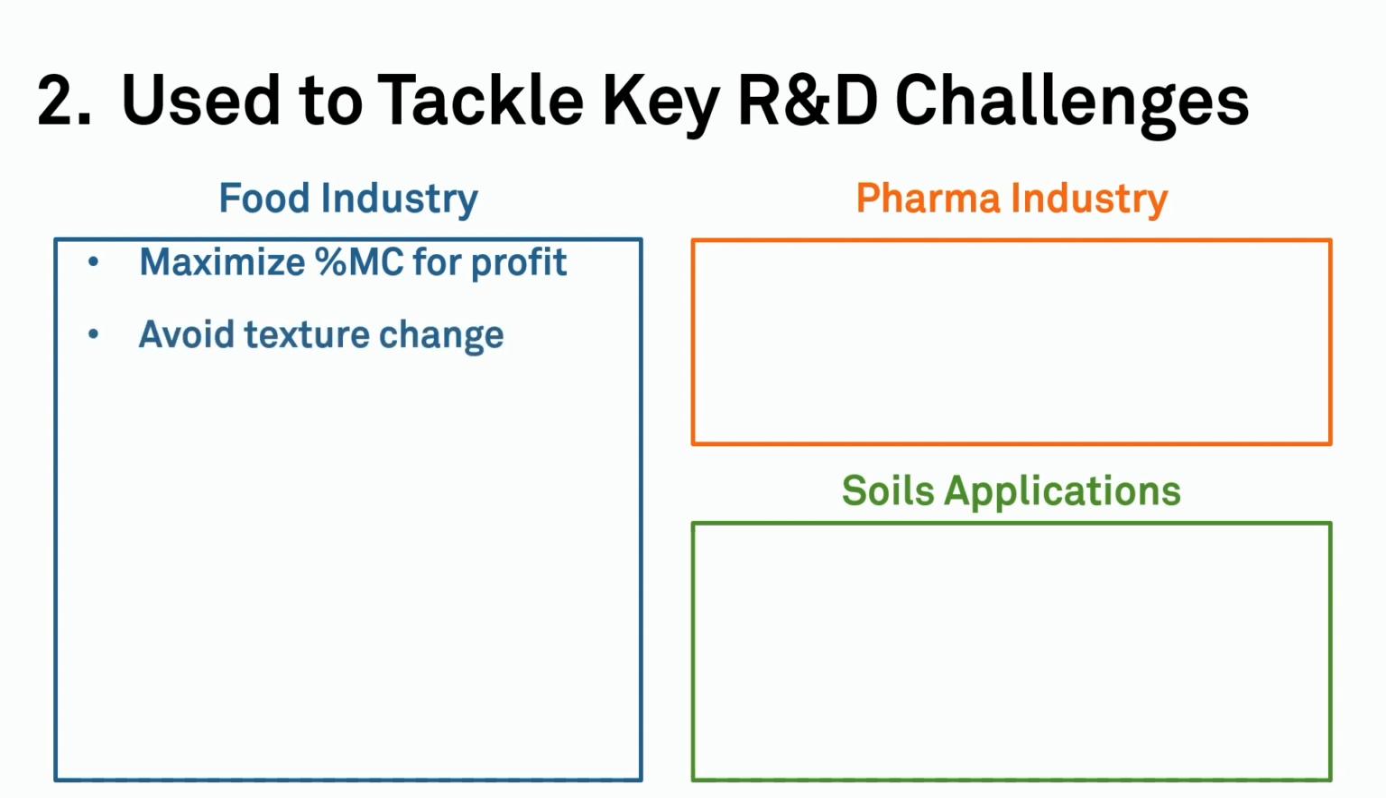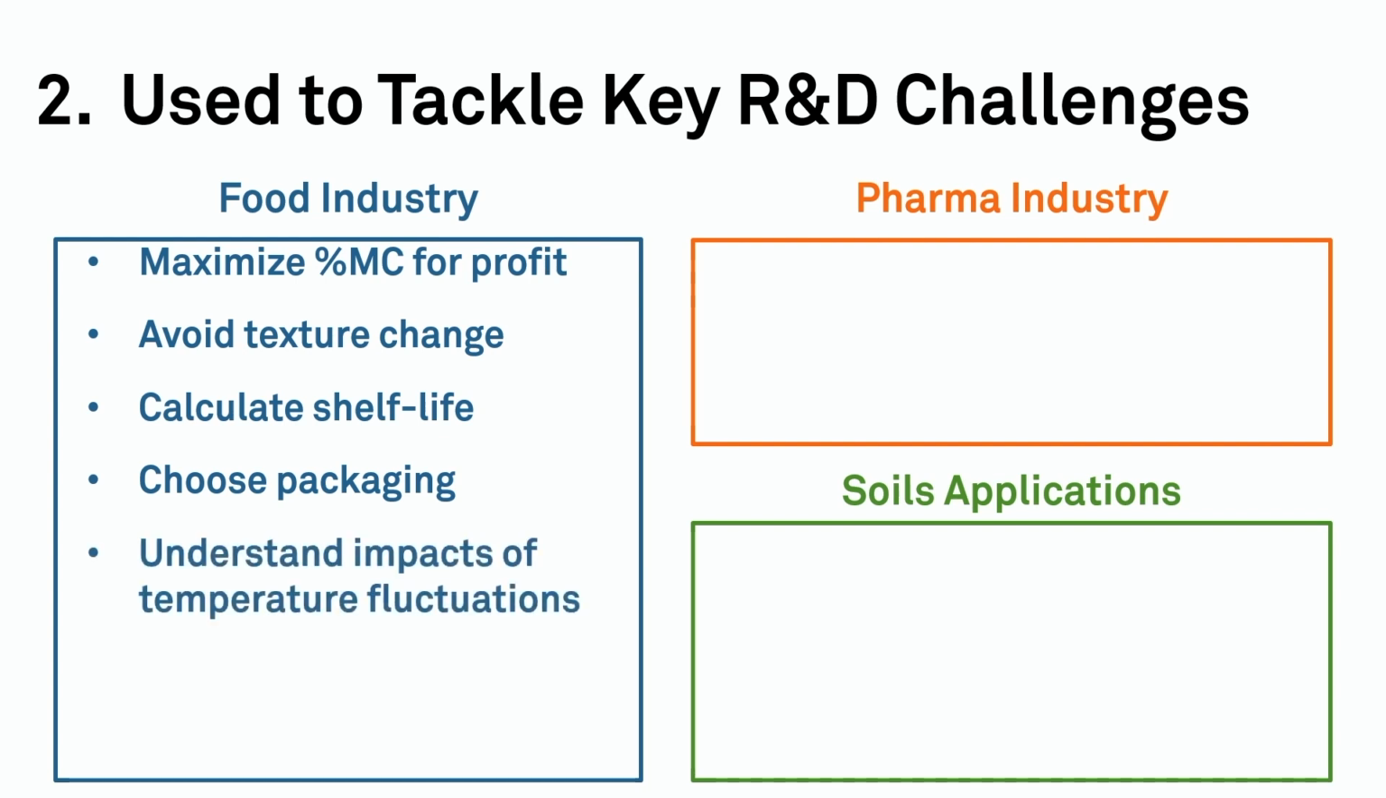It can also be used to understand and avoid unwanted texture change, especially things like caking and clumping and loss of flowability. Isotherms can be used to calculate a shelf life based on water activity changes over time. This means that you can also use this data to choose your packaging and make sure you're using the correct water vapor transmission rate. Isotherms can be used to understand impacts of temperature change, especially during shipping and storage.